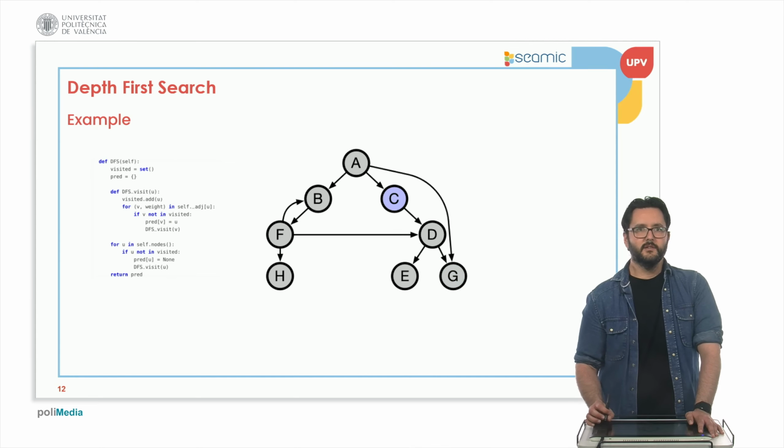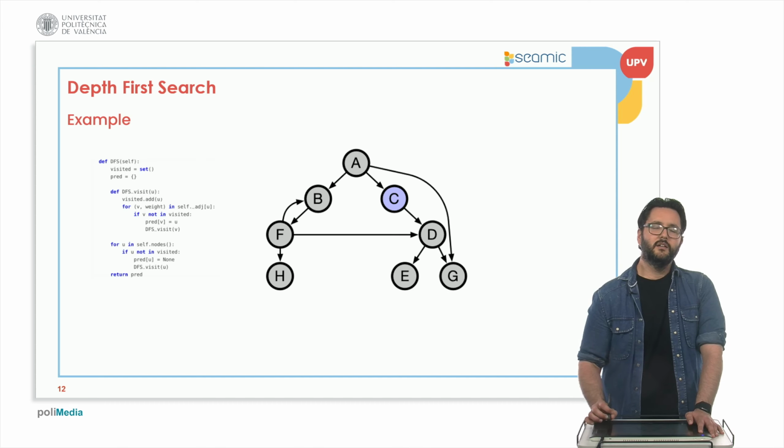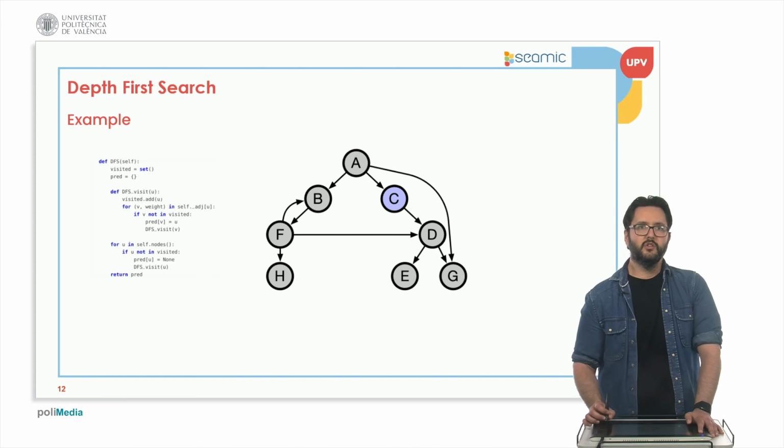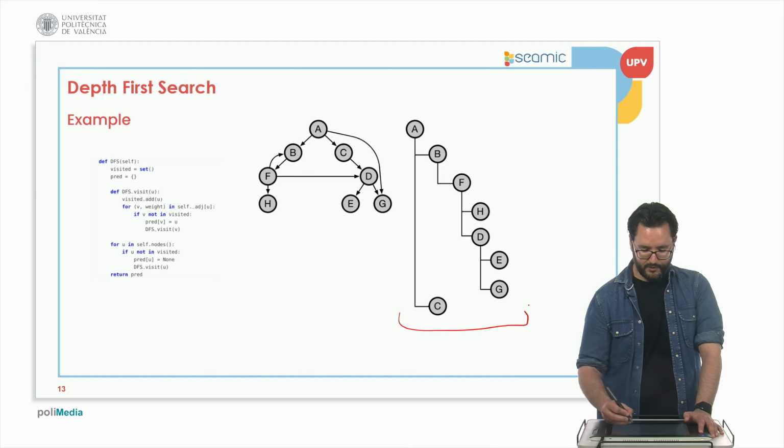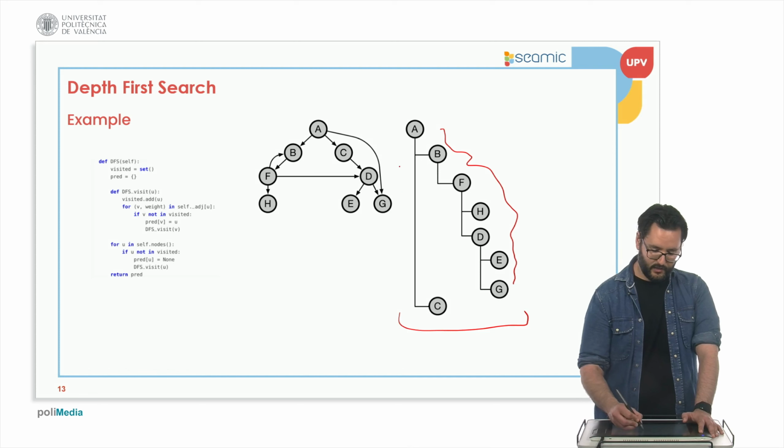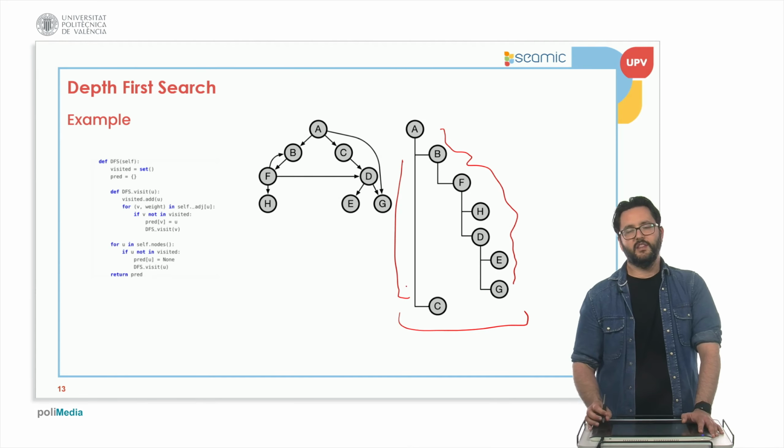This DFS implies a path that covers all the nodes, and it is usually represented as a tree, as you can see here. We have explored a branch completely, and then we have visited the pending nodes.